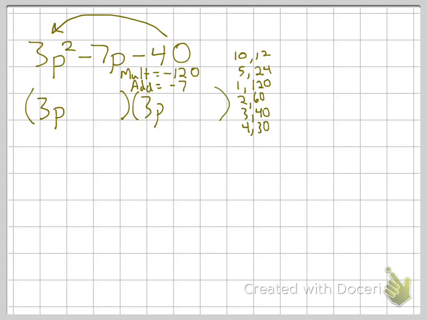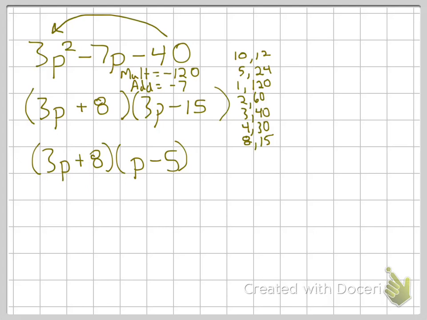Am I close yet? No. But if I took 4 and 30, I took 2 away from the 30 and put it on the 4, I'd have 8 and 15, right? Those 7 apart? Which one do I want to be negative? Good. So we're going to go plus 8 minus 15. 3p plus 8 stays. What's the second one become? Yep, p minus 5.